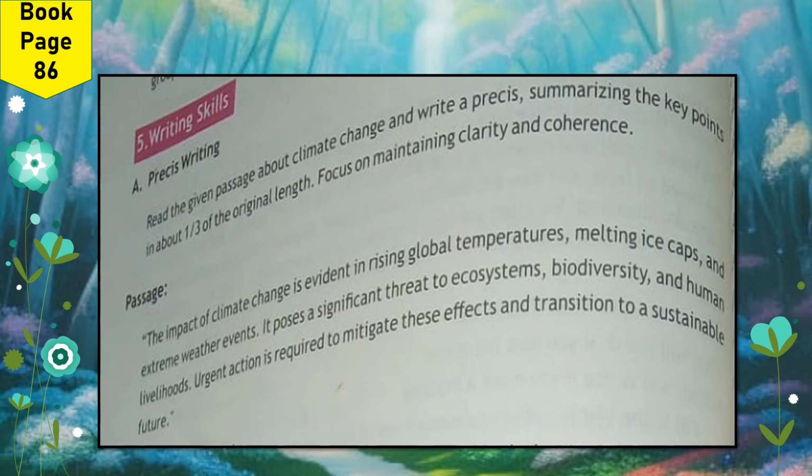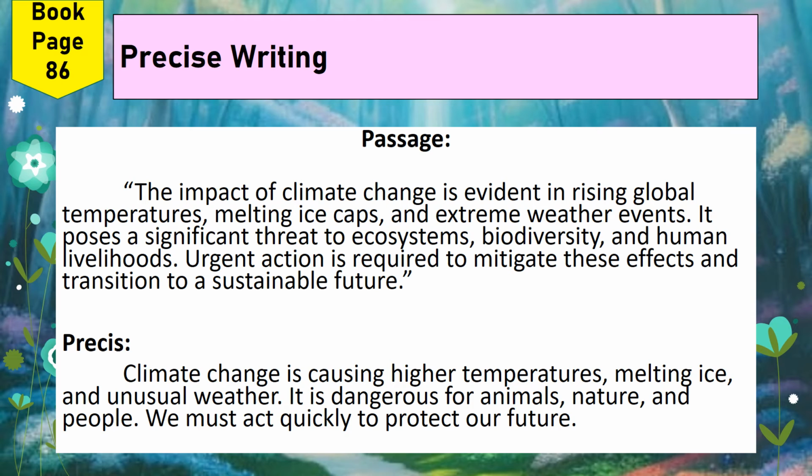Now we've reached page 86, writing skills, and the focus here is on precis writing. In this section, you are given a passage about climate change, and your task is to write a precis, which means a short summary of the passage. This activity will help improve your reading comprehension, writing skills, and ability to summarize information, which is very useful for exams and real life. In the next slide, I'll help you go through a sample precis based on the climate change passage.